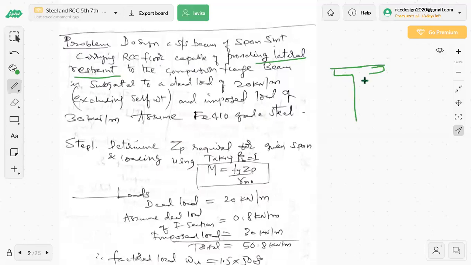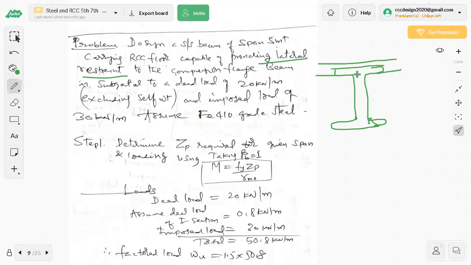What do you mean by laterally restrained? This is an I section, for example. If this flange is inside the concrete slab, this is a slab here. One example of laterally restrained means the compression flange is firmly embedded inside the concrete. In the syllabus of 6th semester, only beams which were laterally restrained we considered. Laterally unrestrained was not there in the syllabus. So I'm going to start with laterally restrained only.